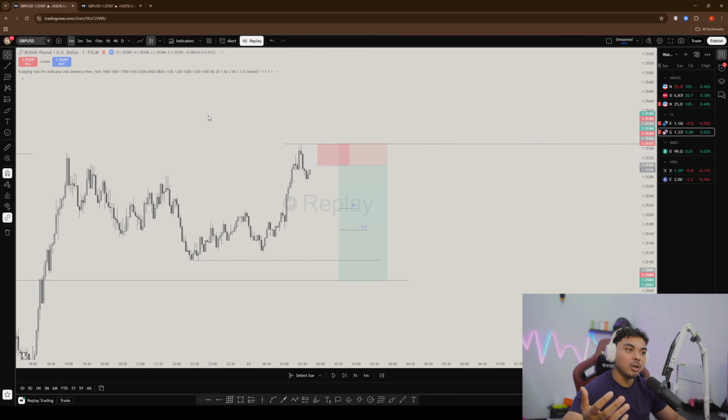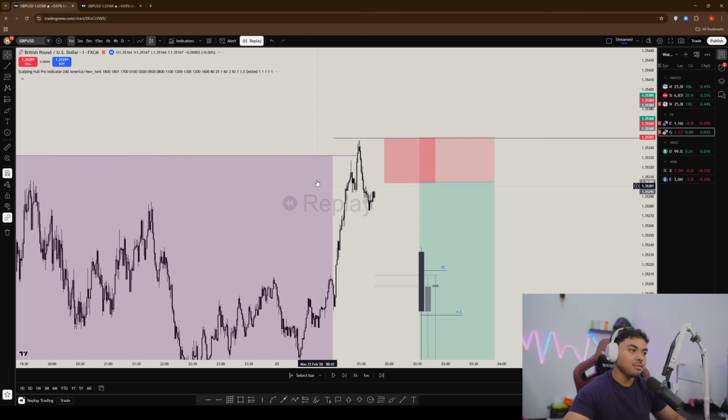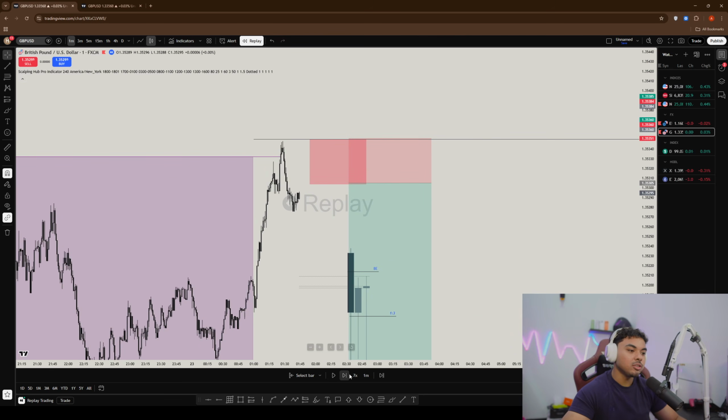Now, let's look at the entry model that was given. Moving on to the 1 minute time frame. Right away, as usual, all of my entries are on the 1 minute time frame. Actually, some would slow it down. There you go.